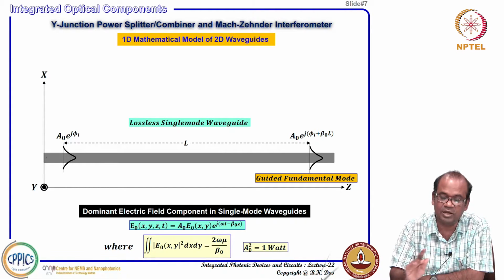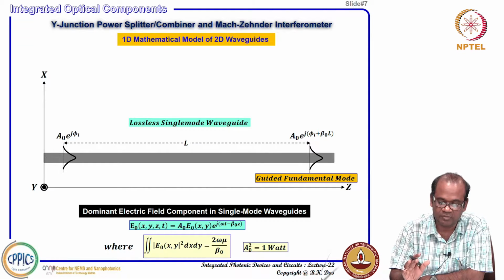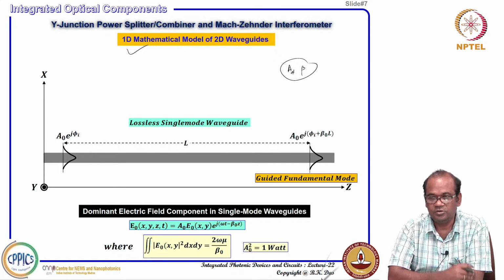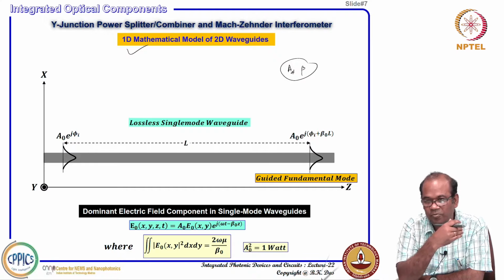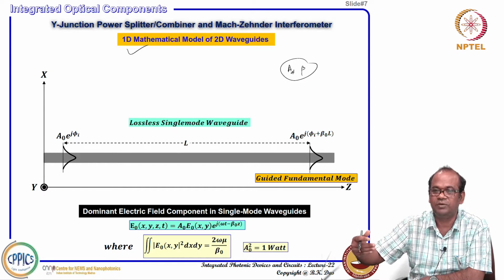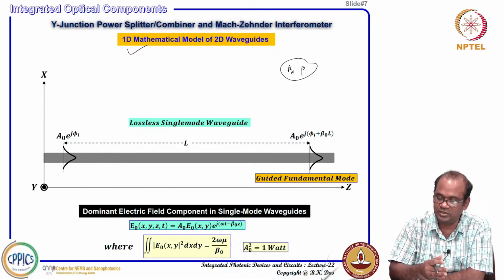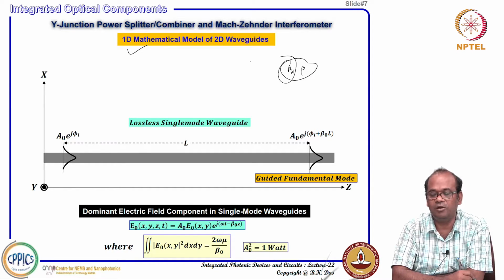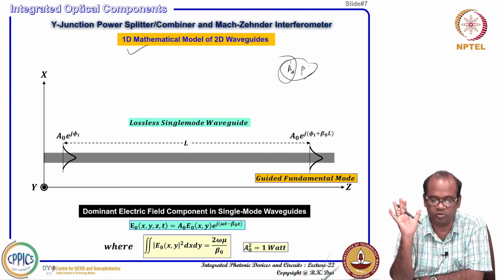The top view is shown of a single mode waveguide now. We are just considering a single mode waveguide. So, the 1D mathematical model of 2D waveguides is expressed in terms of A and beta, amplitude and beta. So, you are only considering the propagation direction, how the phase is changing. In the cross-sectional direction you do not need to bother about anything as long as you can quantify A naught and beta, that is it for a single mode waveguide.